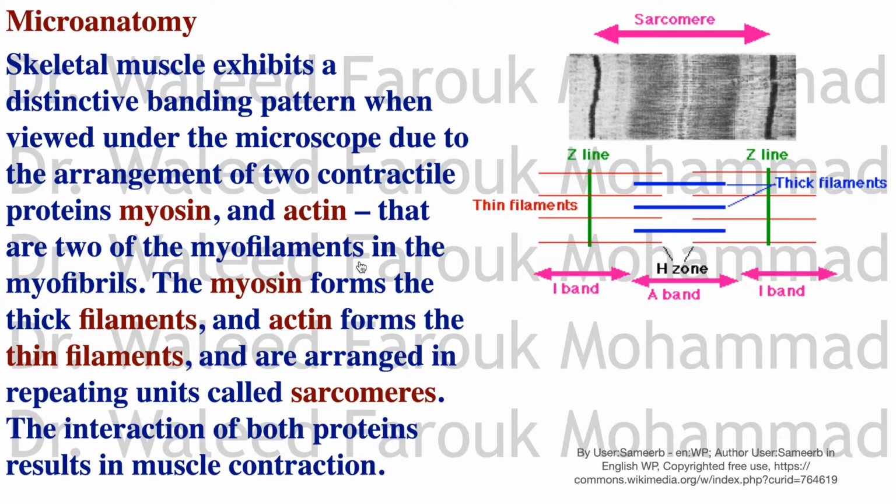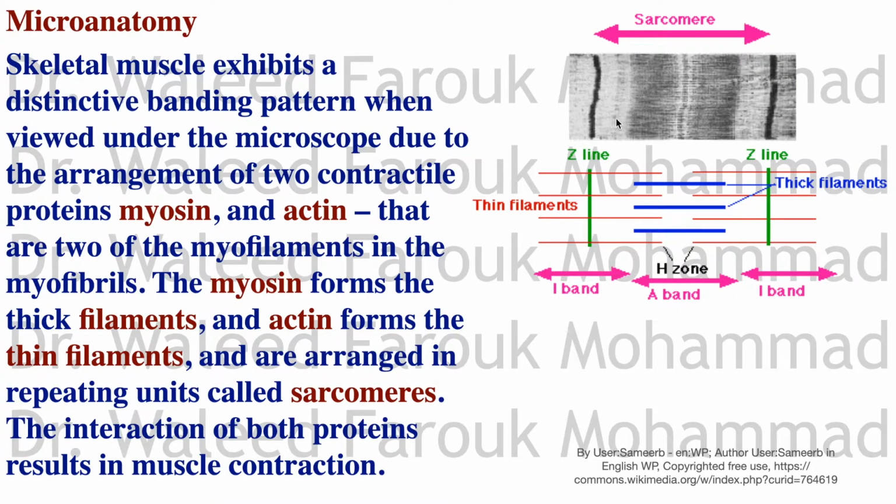Now for some microanatomy of the skeletal muscle. As mentioned before, it's striated muscle, which means it gives a striated pattern on microscopy, and this is due to the arrangement of the contractile proteins, which are myosin and actin. Myosin is the thick filaments, and the actin are the thin filaments, and you can see here the pattern.